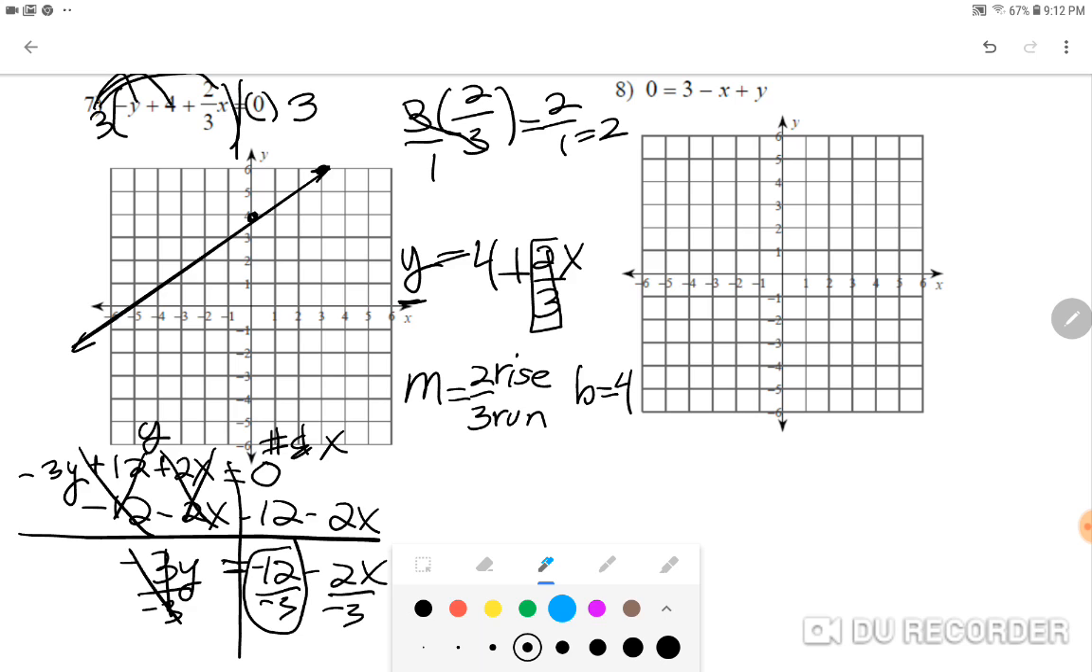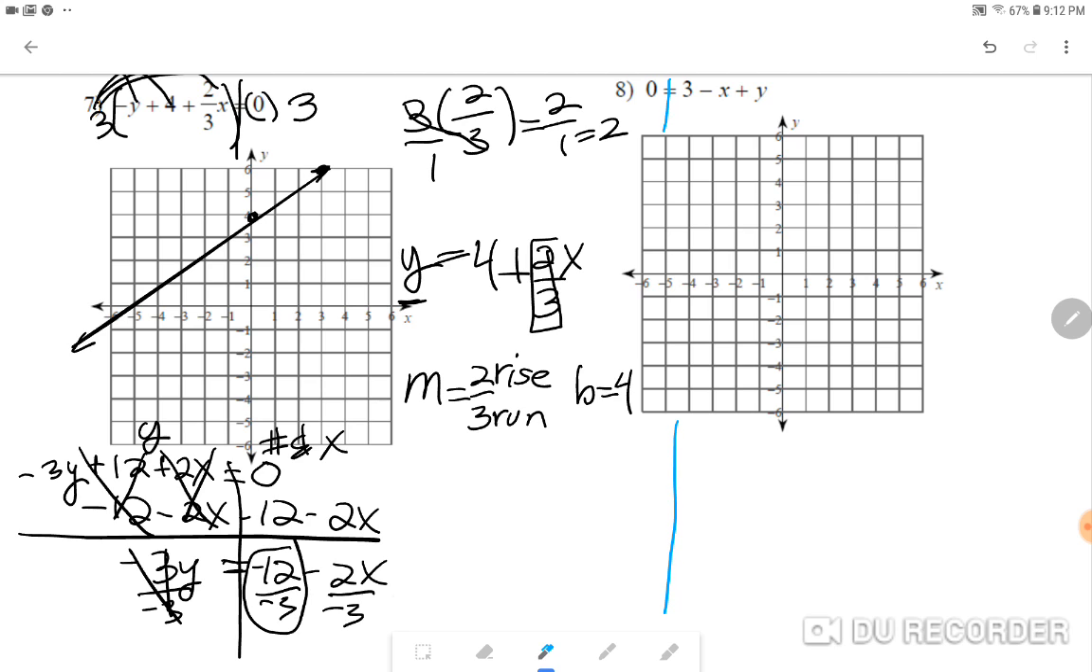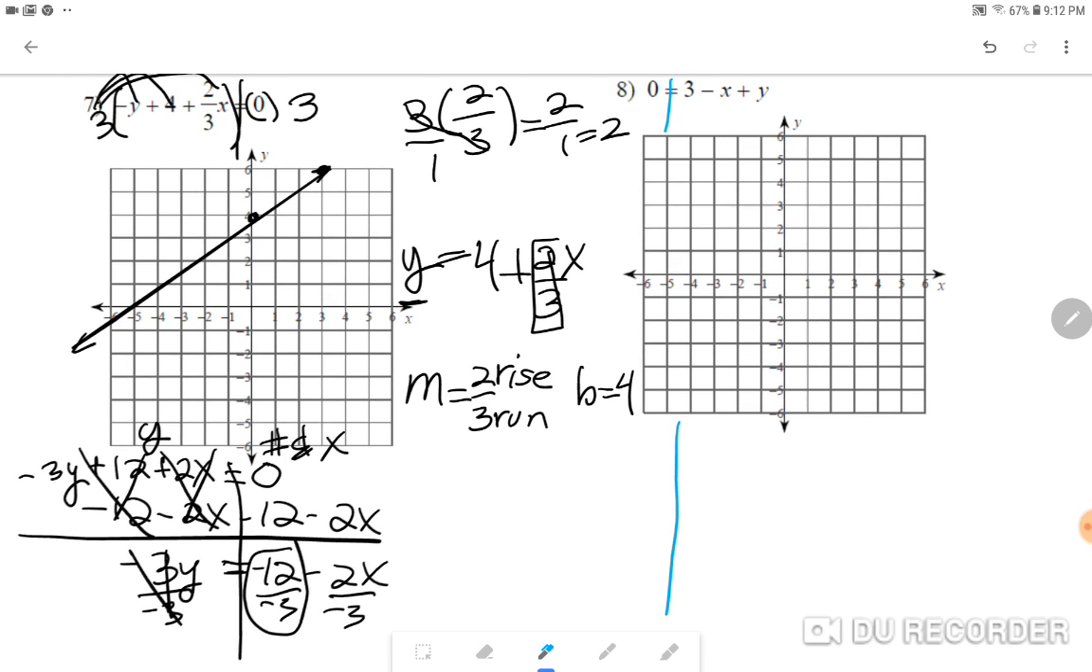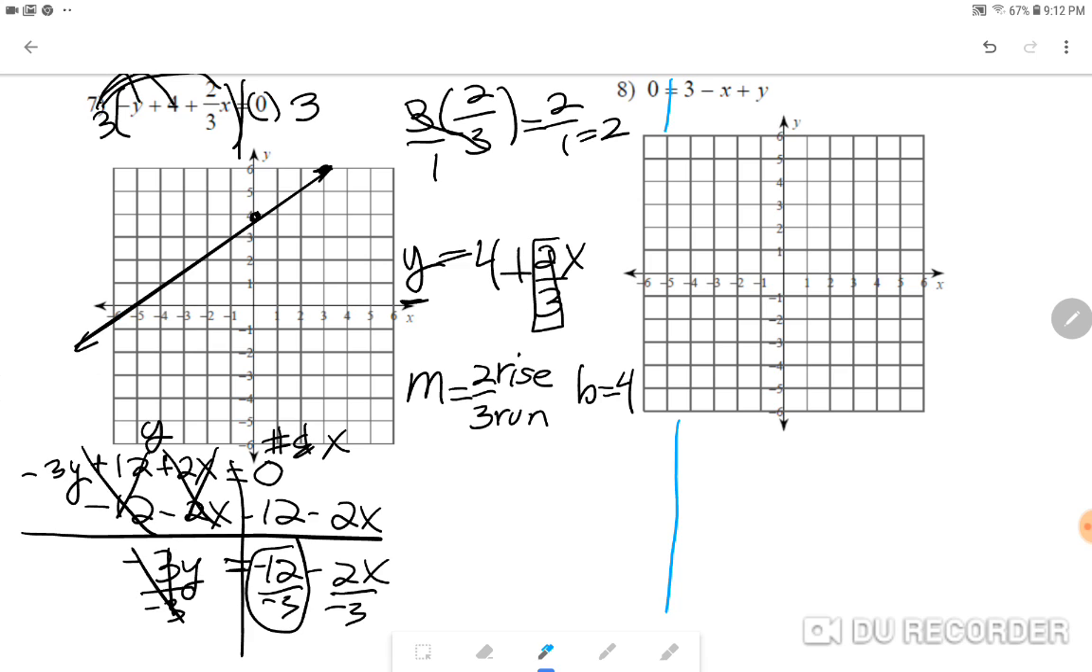Okay, follow the steps. Step number 1, eliminate parentheses, fractions, or decimals. There's none of them. So step number 2, separate y and numbers and x's. Okay, so the y is right here. I like to have y on this side, and on this side I like to have numbers and x's. So on the right hand side, it doesn't have a y, so get rid of it. Minus 3, minus 3.